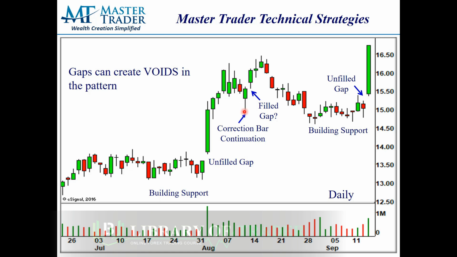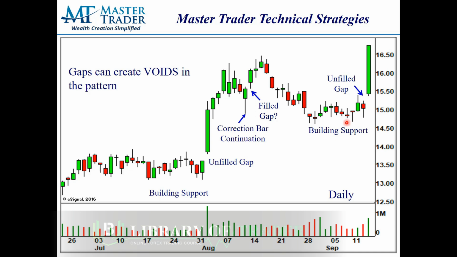Here is another gap that was actually filled that happened after this correction bar. So this bottoming tail bar or correction bar here suggests continuation. What we would be looking for here as it relates to gaps is the filling of this gap in the morning intraday as it comes down into here, looking for a continuation after this correction bar.